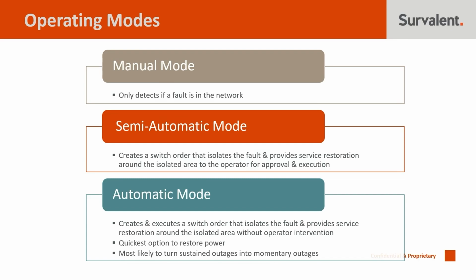However, in full automatic mode, it will create and execute the switch order that will isolate the fault and provide service restoration around the isolated area without any operator intervention, so full automated functionality. This is the quickest option to restore power because, again, it's an automated process. It will automatically execute the switch order to isolate the fault, and then generate another switch order that you can follow whenever you're ready to restore after clearing the outage. This is also the mode that will most likely turn your sustained outages into momentary outages, because it will automatically restore your affected customers within a 20 to 30 second interval.